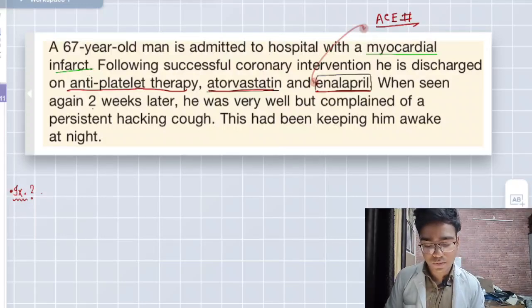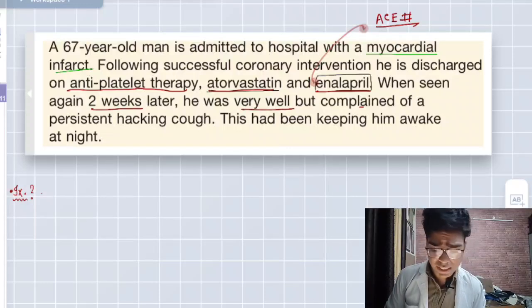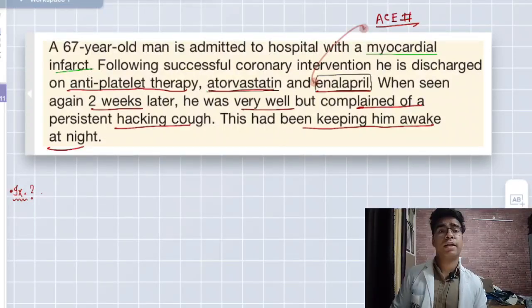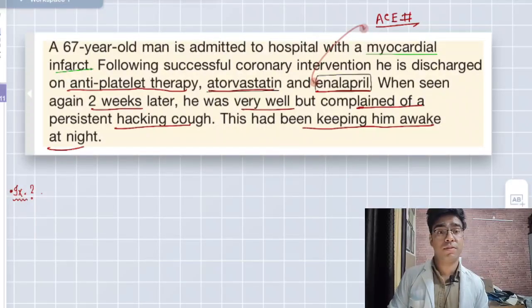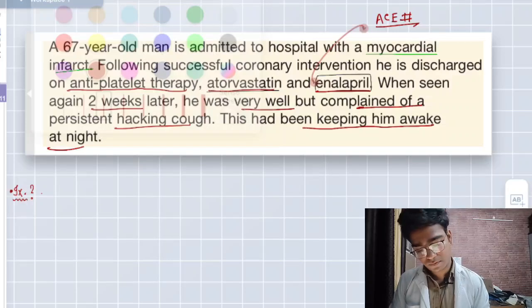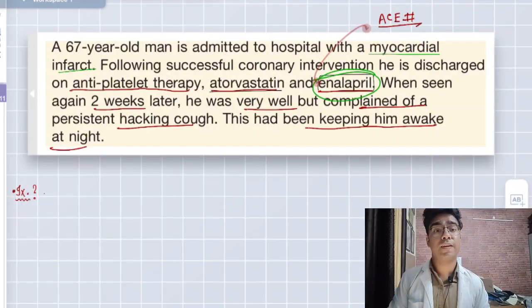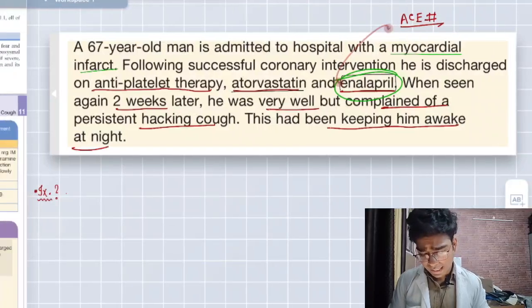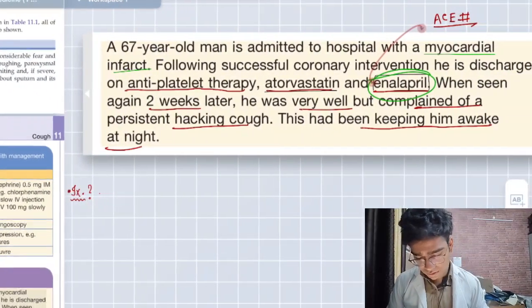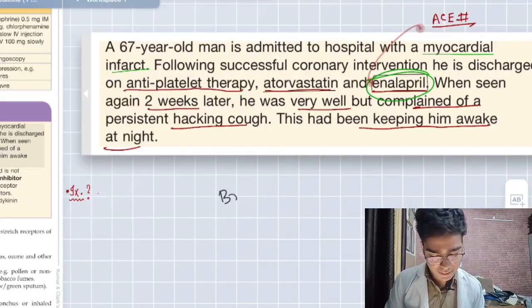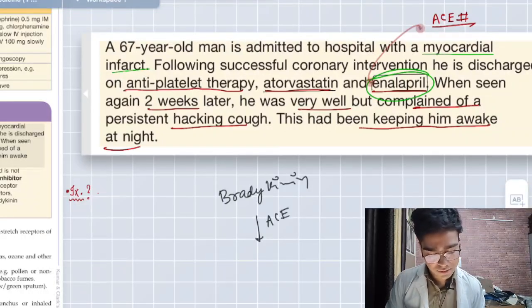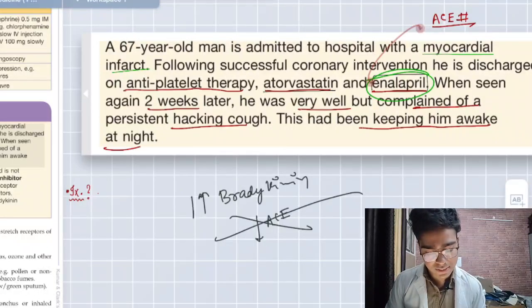Now when seen again 2 weeks later, he is very well but complained of a persistent hacking cough, which has been keeping him awake at night. What can be the cause? Persistent hacking cough after the drug administration. And what's the drug? Enalapril, that is an ACE inhibitor. The simple diagnosis is drug induced cough due to the ACE inhibitor, because we all know that there is one substance known as bradykinin. Bradykinin is degraded by the ACE enzyme, and if you give the ACE inhibitor, the bradykinin is going to increase and it's going to cause the cough.